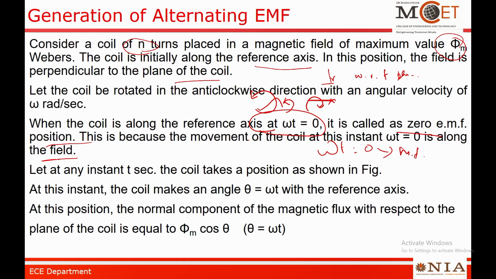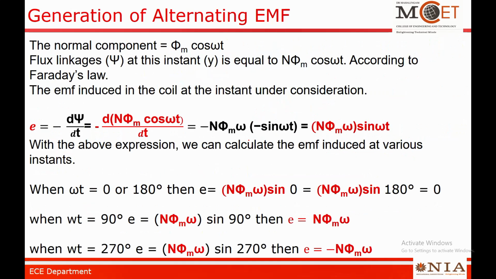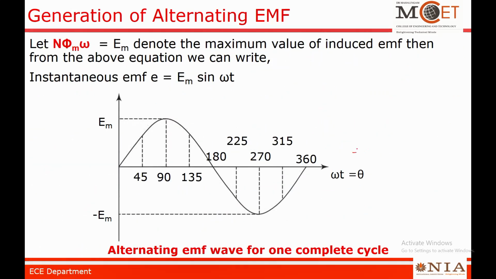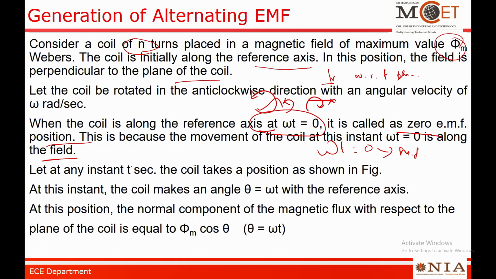After the zeroth condition, at any time instant, say 1 or 2 or 3 seconds, the coil will take a position as shown in the figure in the upcoming slide. Initially it is in the zeroth position. After some time, say at 45 degrees, it is in a different location compared to the initial stage, as mentioned here.